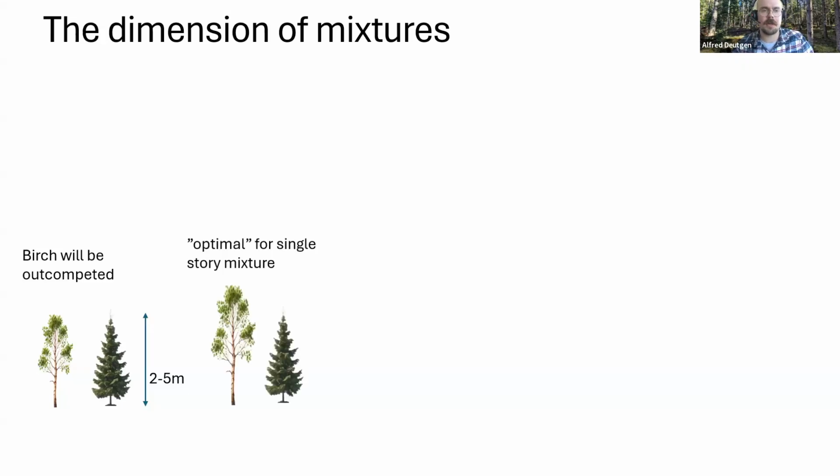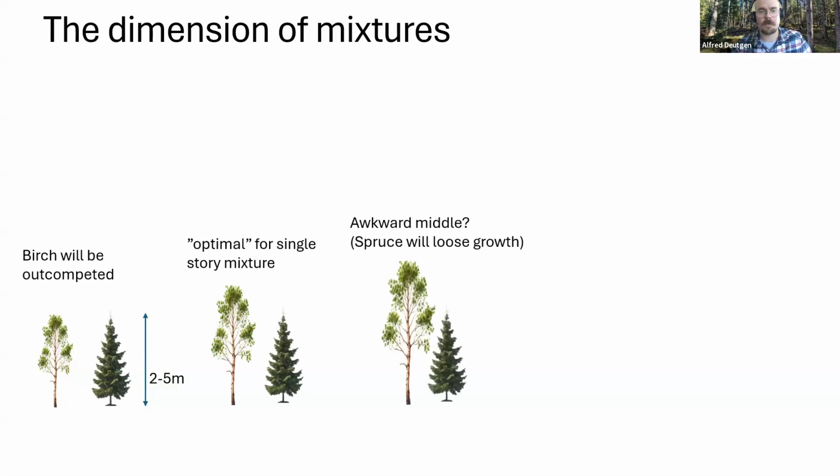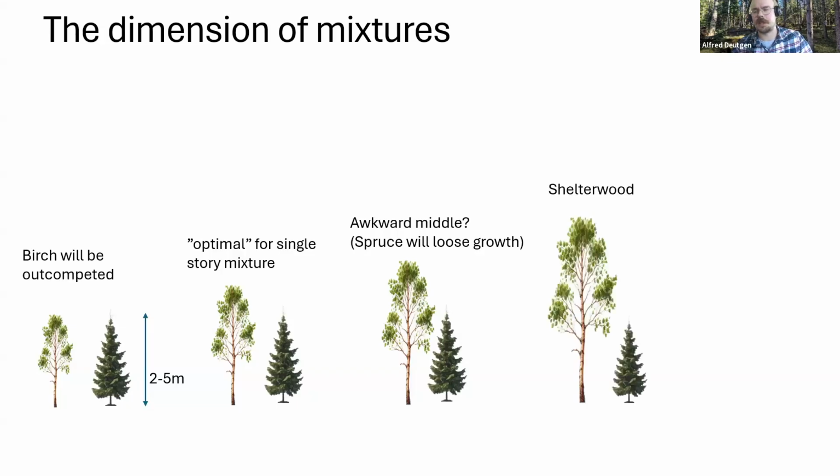In another situation, you might have the birch slightly taller than the spruce, which would be maybe the optimal for creating a single-story mixture. You can also have this kind of awkward middle zone where the birch is taller than the spruce, in that sense that spruce will lose growth and also get damaged by the birch from abrasion and so on. But we will not really gain so much from having the birch. And then you have, of course, the shelter wood, where you have those previously mentioned benefits.